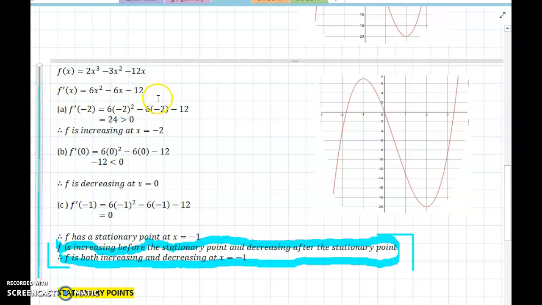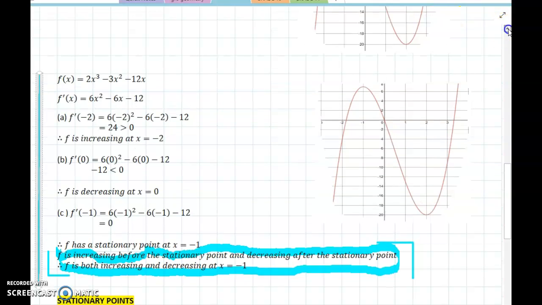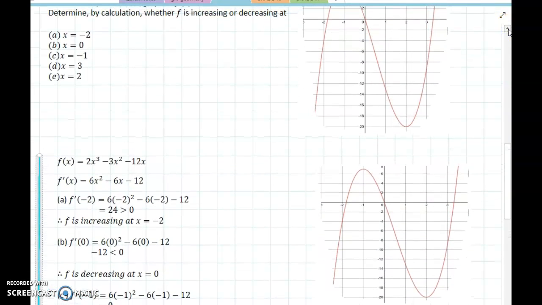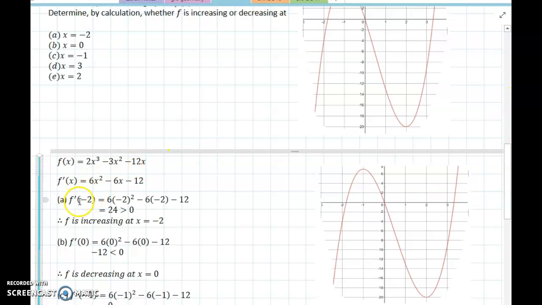But they ask me to determine whether the function is increasing at the point x equal to minus 2. So I'm going to substitute minus 2 into the gradient function, and if I substitute it correctly, I'll get an answer of 24. So in other words, at x equal to minus 2, if I were to draw a tangent here, the gradient would be 24, which is greater than 0. So when the gradient value is greater than 0, then we say that the function is increasing at x equal to minus 2.